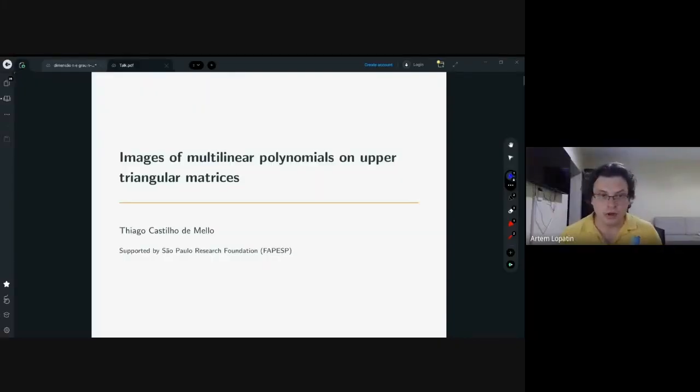And so, the first speaker is Thiago Castilho de Mello, and he will talk about images of multilinear polynomials on upper triangular matrices. Please, Thiago.